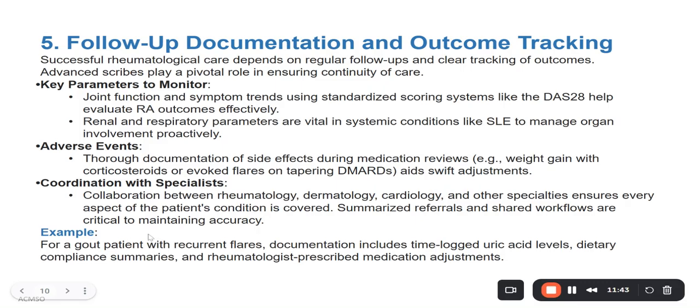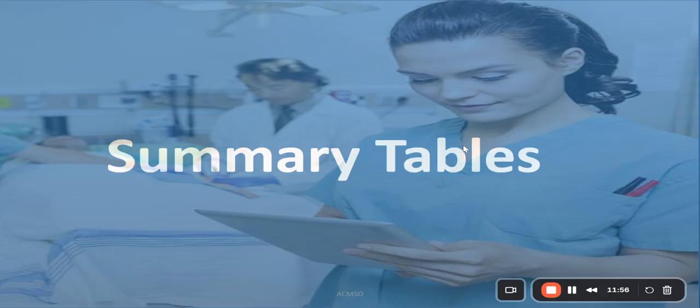Question 1. Which of the following is a hallmark symptom of rheumatoid arthritis, RA? Is it A, episodic unilateral joint pain, B, morning stiffness lasting more than 30 minutes, C, sharp back pain relieved by rest, or D, diffuse muscle weakness? Definitely it's B, the morning stiffness.